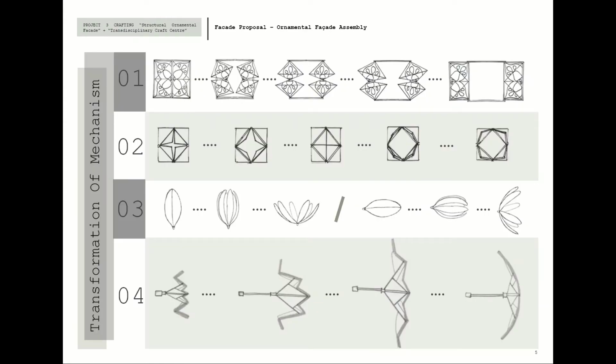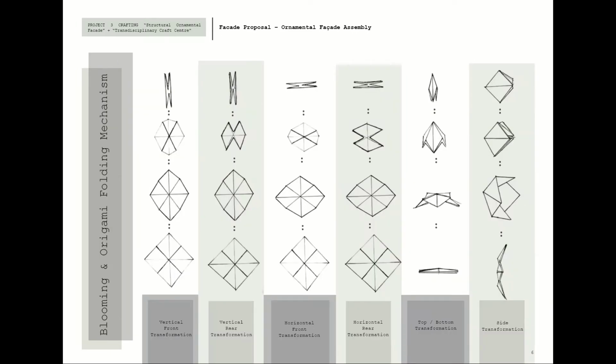Moving on are the development and transformation of the mechanism. The facade was developed and modified from the origami folding door from my P2 work. From there, I redeveloped the facade into the flower blooming and umbrella system. And then I developed it into a blooming and origami folding mechanism. These are graph sketches of how the mechanism will work, how it contracts and expands in different views and angles.